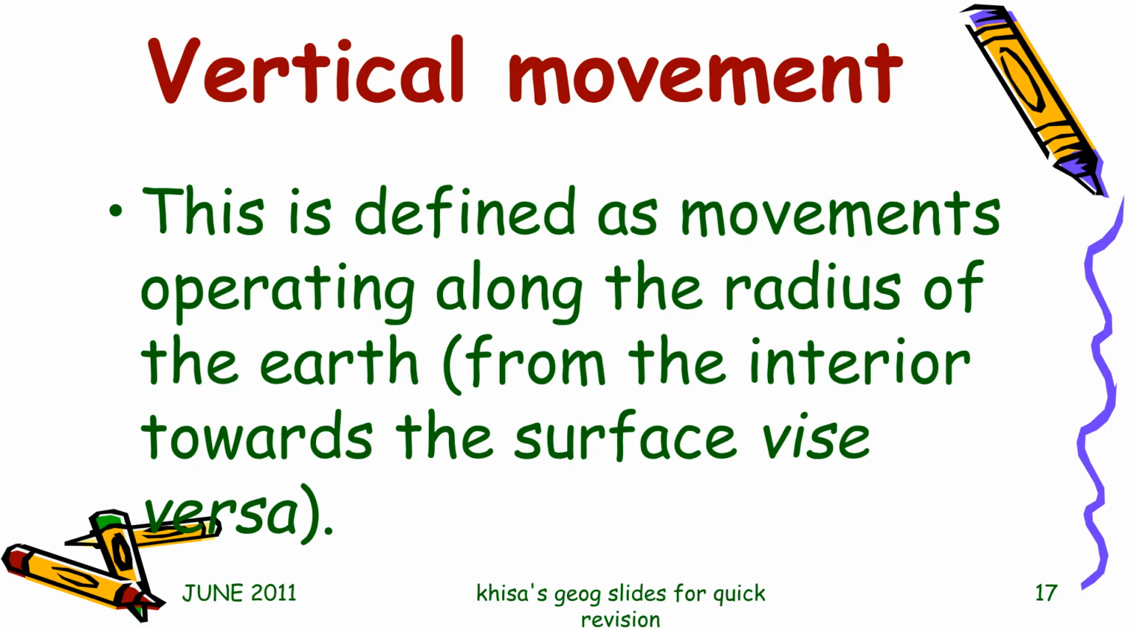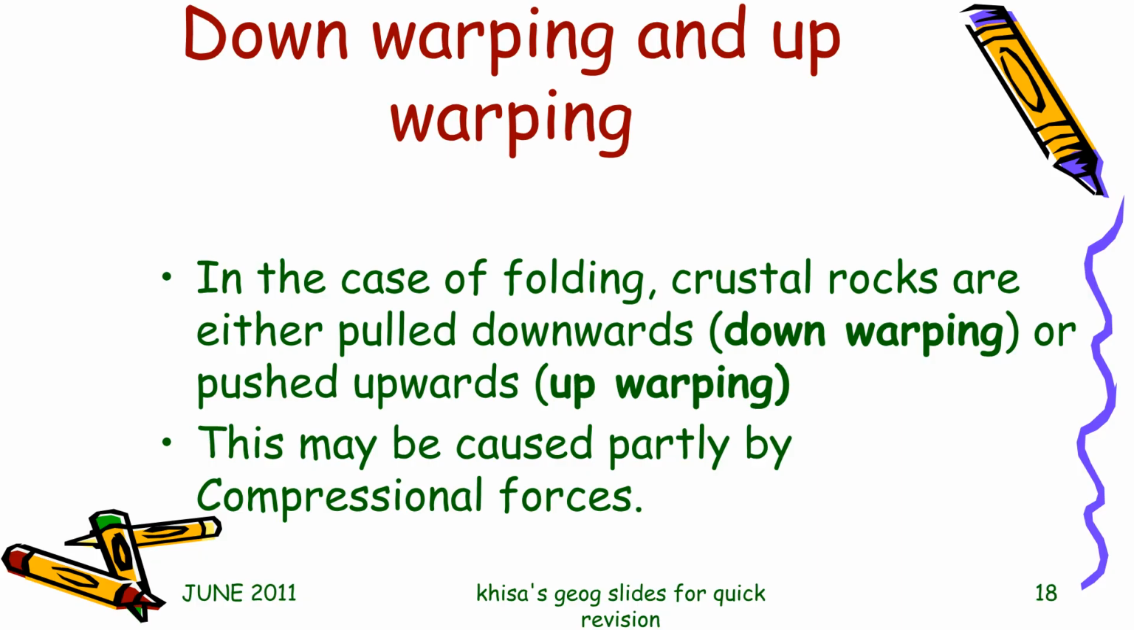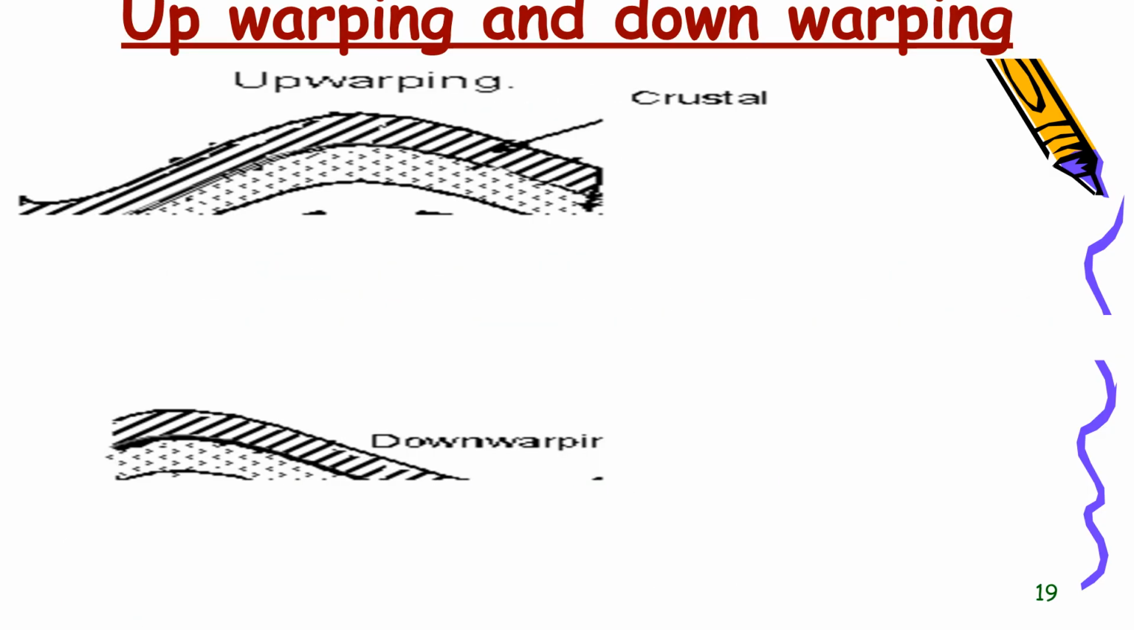Next, let's examine vertical movement, defined as movements operating along the radius of the Earth, from the interior toward the surface and vice versa. Vertical movement includes downwarping and upwarping. In folding, crustal rocks are pulled downwards or pushed upwards, which can be caused partly by compressional forces. These diagrams illustrate upwarping and downwarping of crustal rock layers.